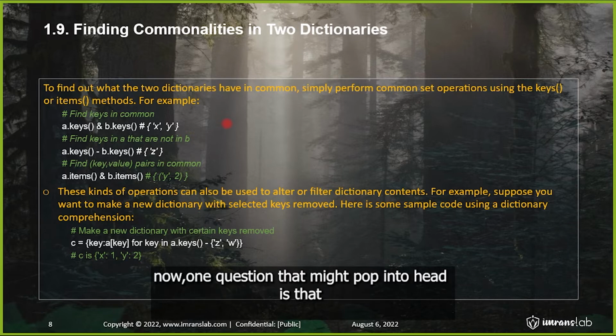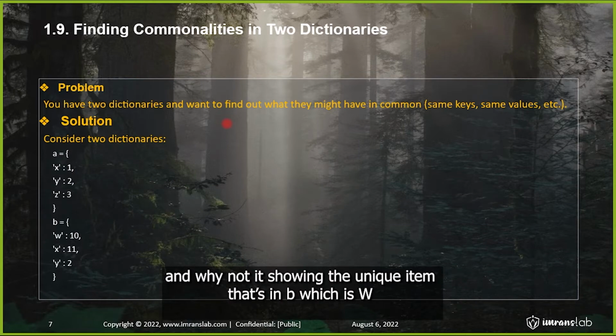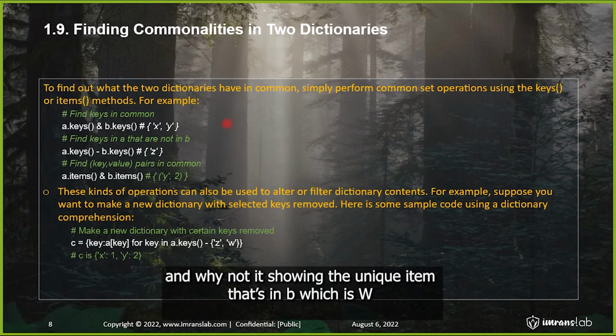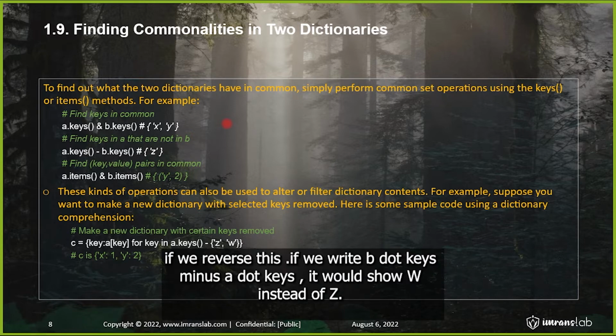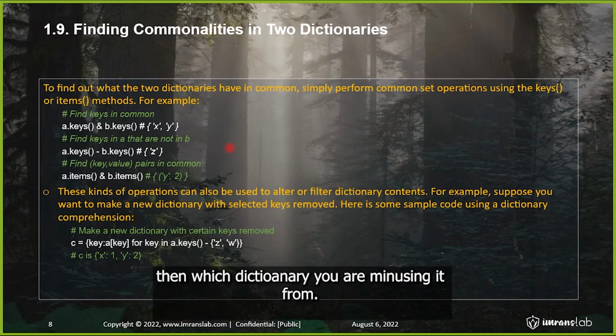Now, one question that might pop into your head is that in dictionary B, there's W, and it's not common in A. Then why, when we are trying to find a unique one, does it only show the Z, which is only available in A, and why is it not showing the unique item that's in B, which is W? Well, if we reverse this, if we write b.keys() - a.keys(), it would show W instead of Z. So it really depends on which dictionary you're writing first, then which dictionary you're subtracting from it.